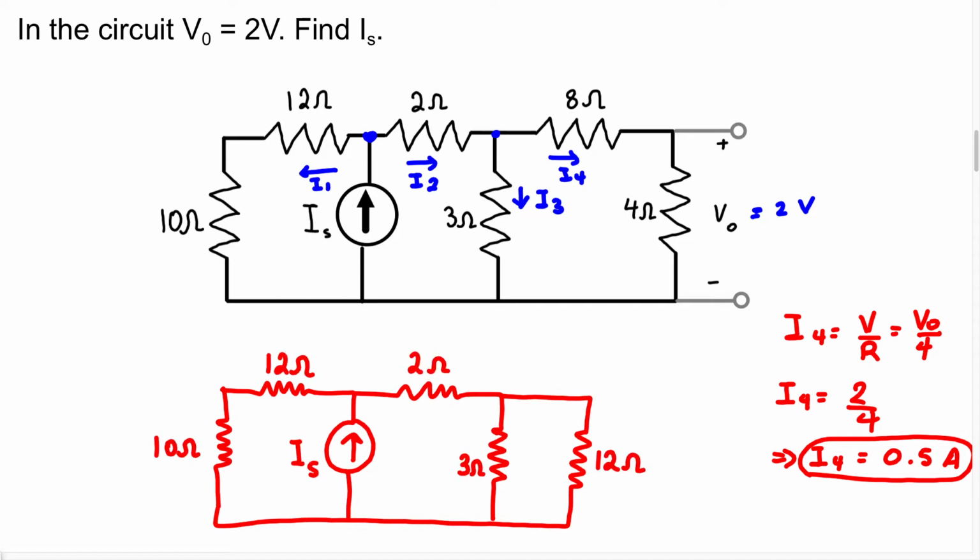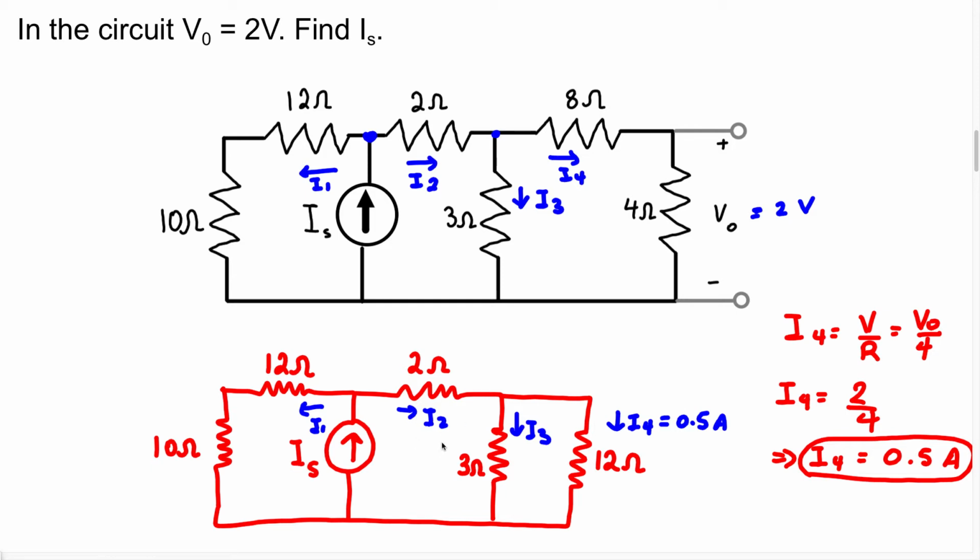So let's just add in the current labels that we drew in the first circuit. So we know this is going to be I1. We're going to have a current I2 here. We know this current through this resistor is going to be I3, and this is going to be the current I4. Now we know the current I4 equals 0.5 amps. So because we know the current I4, which is 0.5 amps, we can find the source current, which is actually going to be the current labeled I2. We know I2 is going to be the source current.